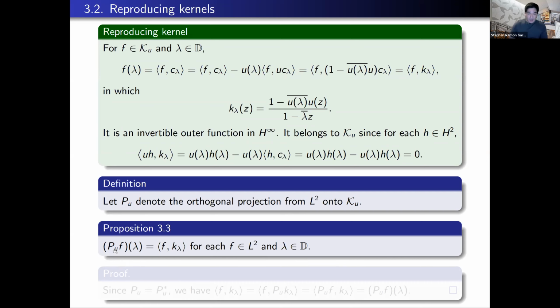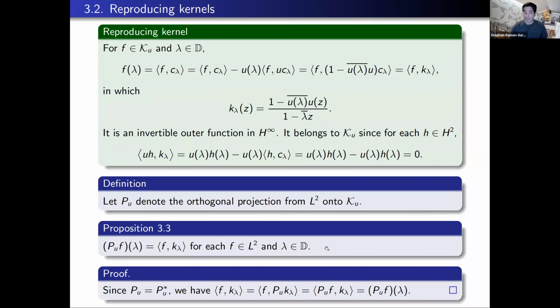But if I want to compute the value of P sub U of F, so if I want to take some function F in L2 and project it into the model space script Ku, well, I do that by just taking the inner product of F against K lambda, where K lambda is the model space reproducing kernel, and that just gives me the value of P sub U of F at lambda. And here's why. And so again, this argument is quite general, but I want to run through it because there's a lot of things for students to get from this argument.